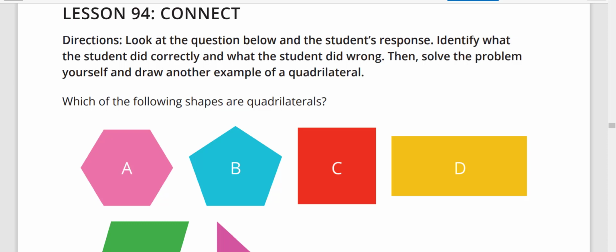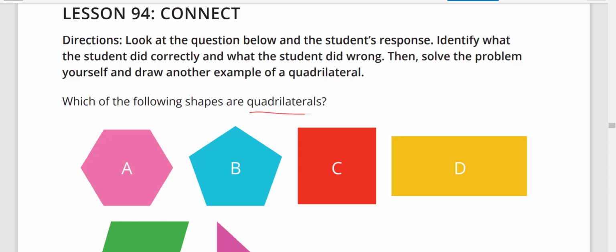Directions: look at the question below and the student's response. Identify what the student did correctly and what the student did wrong. Then solve the problem yourself and draw another example of a quadrilateral. Which of the following shapes are quadrilateral?